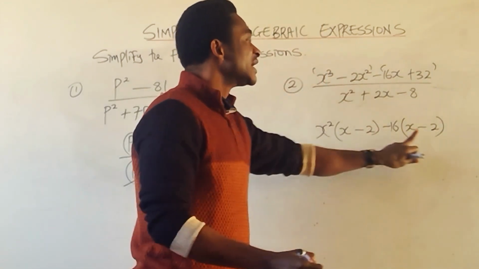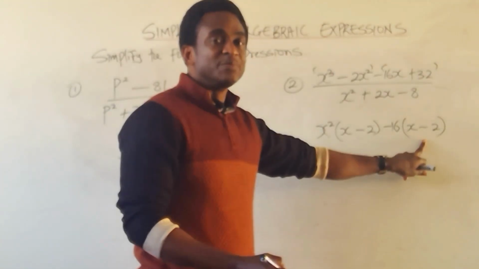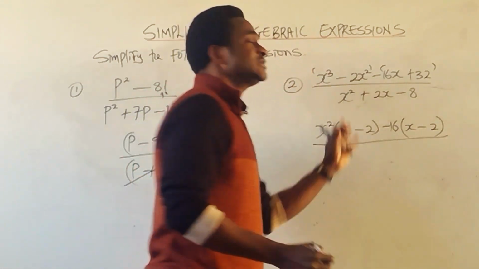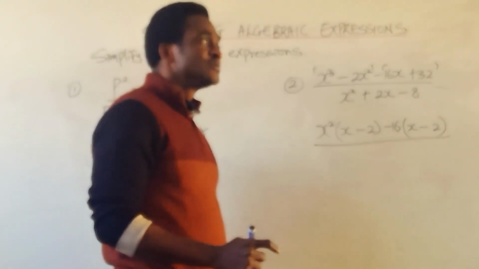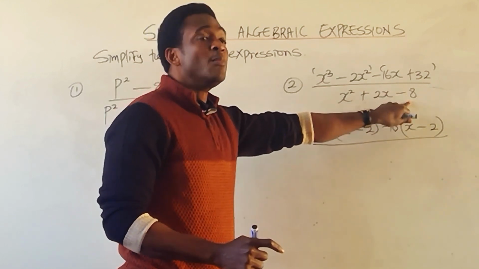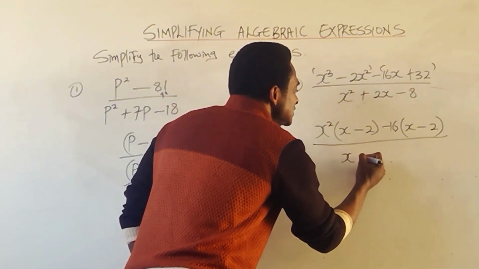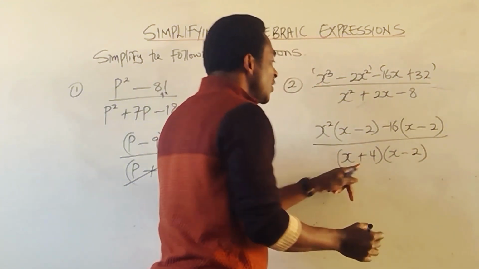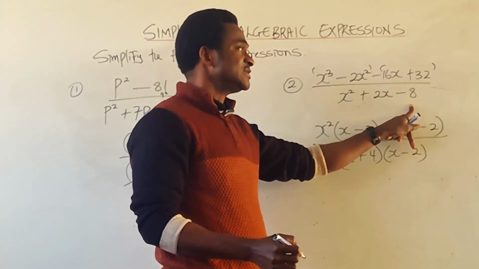We have a common bracket. That way we know that we have factorized correctly using the grouping method. You must return a common bracket on both sides. The denominator is also a trinomial. So we look for two numbers that when we add them give us the middle, and when we multiply them give us the last. So we go with x plus 4 and x minus 2. 4 minus 2 gives us a positive 2. 4 times negative 2 gives us a negative 8.